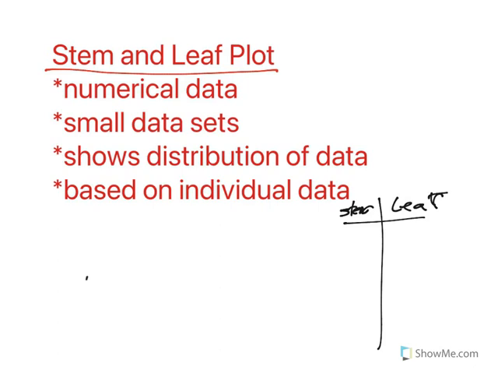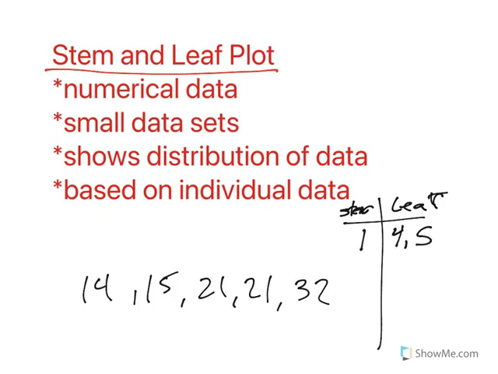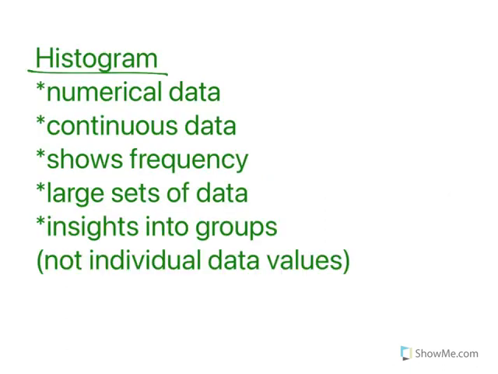So let's say that our numbers are 14, 15, 21, 21, and 32. The stem would be 1, and then I would have a 4 and a 5. So that's 14 and 15, then 21, and there's 2 21s, so I have the 1 there twice, and then 32. So this would be the stem and leaf plot for this. Again, if you had a really large data set, this would not be fun to do, but you can see the distribution. You can also see the distribution in a dot plot, so stem and leaf and a dot plot kind of go together.